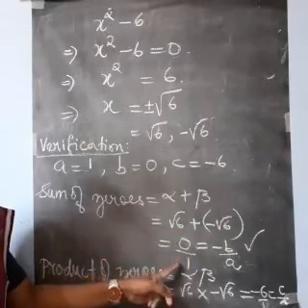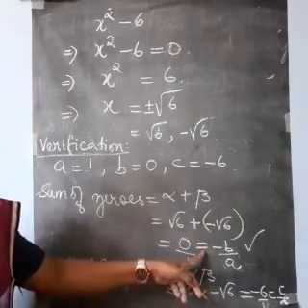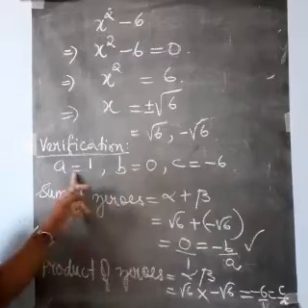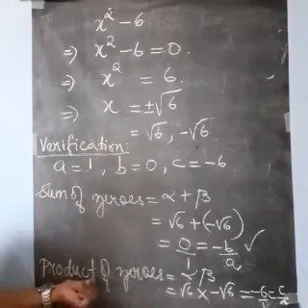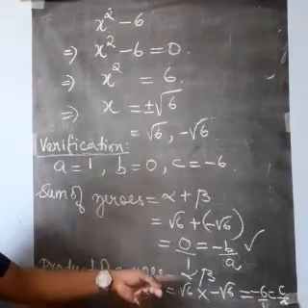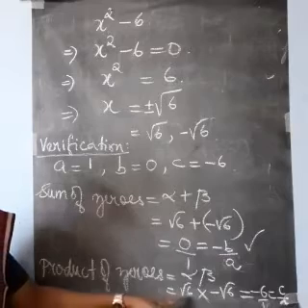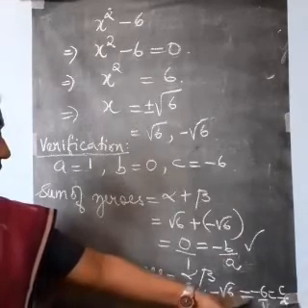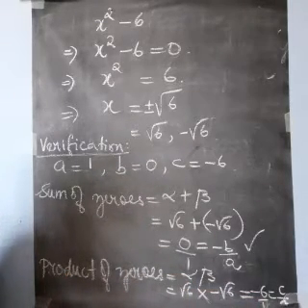And a 0 can be divided by 1, right? So what will you get that as? This is equal to minus b by a. B is 0 and a is 1. So no worry about that. Now let us see the product of zeros. Product of zeros is equal to alpha into beta. And what is that? Root 6 into minus root 6. So we get minus 6 by 1, which is equal to c by a.